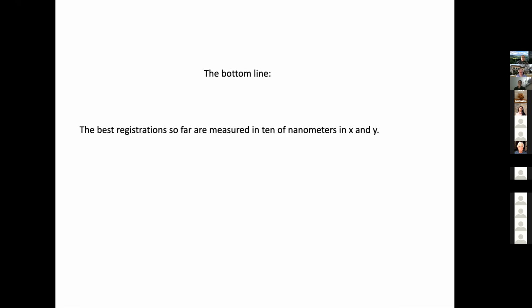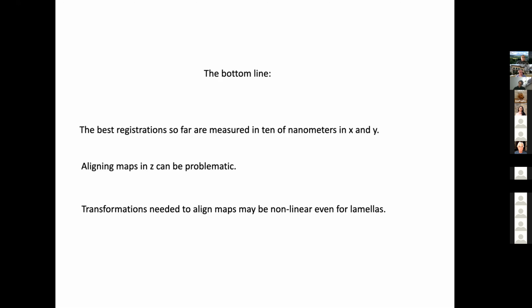So the bottom line is the best registrations so far are measured in sort of tens of nanometers in X and Y. And aligning maps in Z can be problematic. And transformations needed to align maps may have to be nonlinear, even for lamellas, which you think of as sort of a rigid piece of ice, but you don't know that, and you may need to allow for a nonlinear mapping.